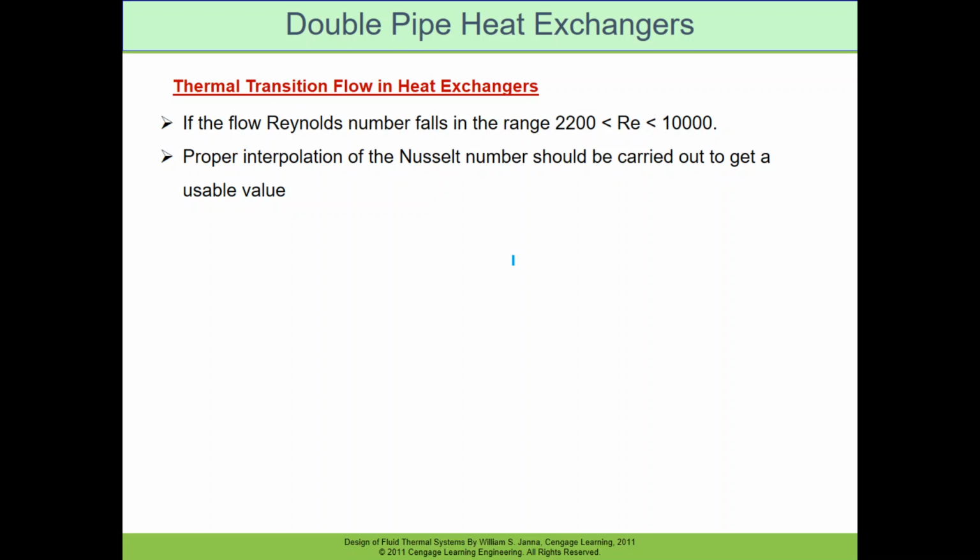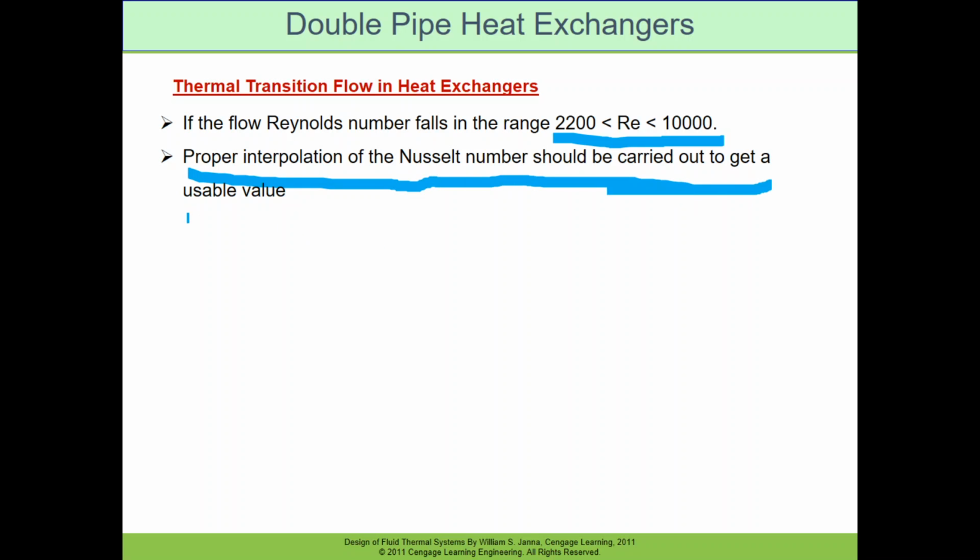Now what is the case when you are falling in the transition regime? For example, your Reynolds number is in the range of more than 2200 and less than 10,000. That means your flow is neither laminar nor turbulent. In that case you need to interpolate between the laminar and turbulent flow. You have to do proper interpolation to get a usable value for your problem.